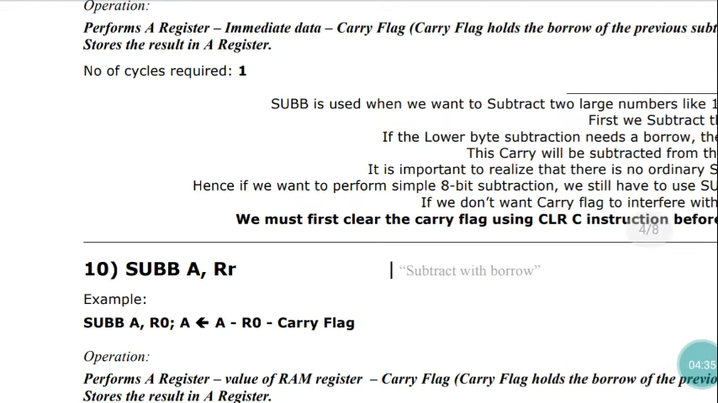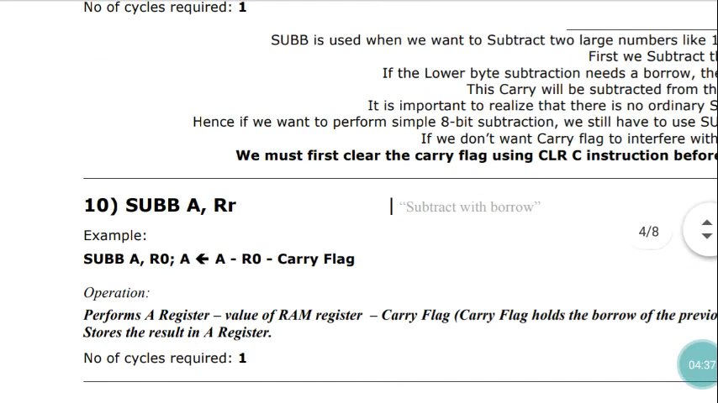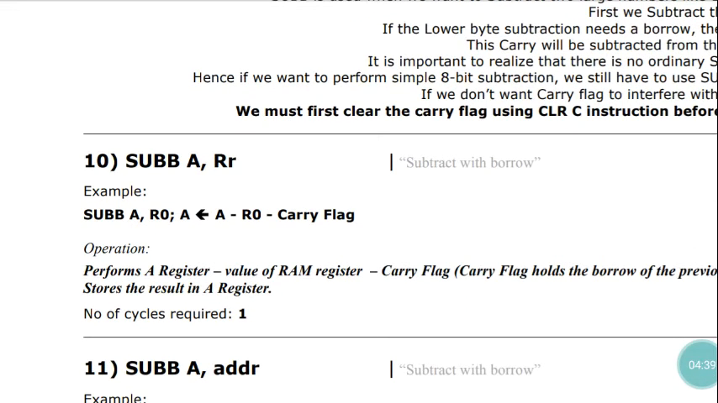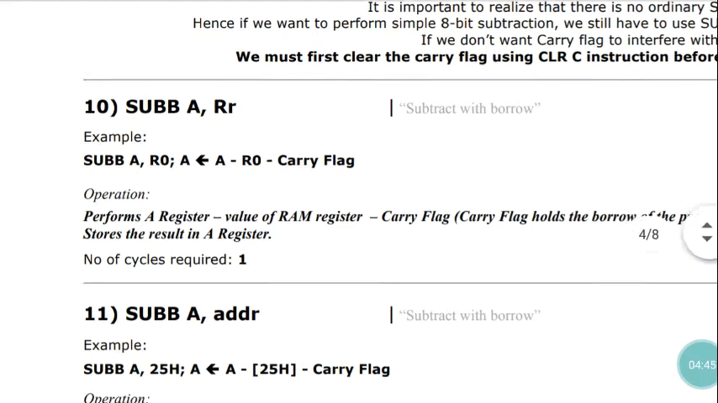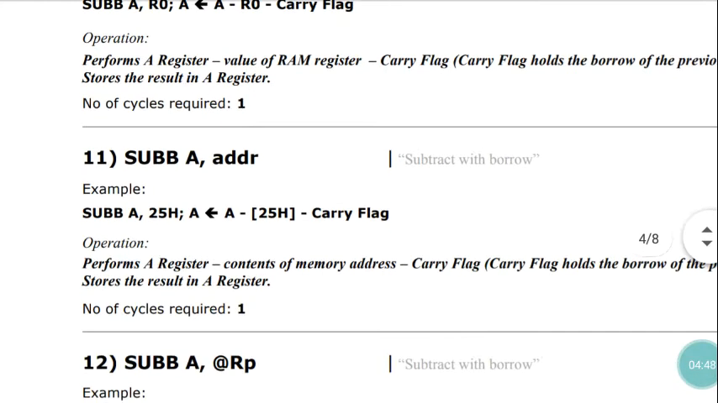Everything will be the same, but here subtraction will be done. Next one, subtraction between the accumulator and the register. Here I have taken in the example R0, A minus R0 and minus carry flag, and the result will be saved into the accumulator. Next one is address. Here address of the operand is given.